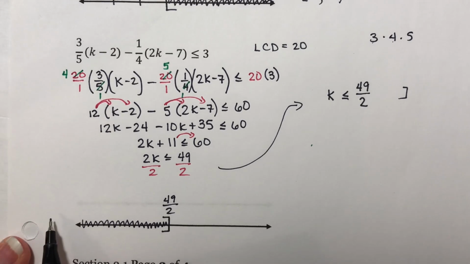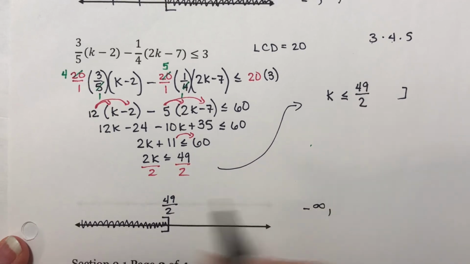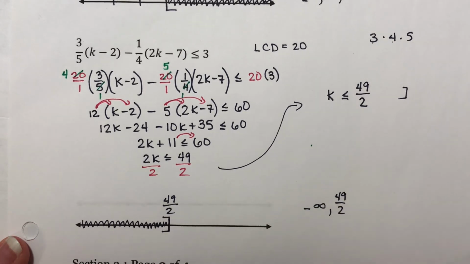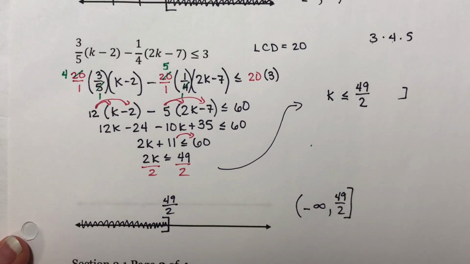In interval notation, it starts off at negative infinity, and it goes up to 49 halves. Infinities always get parentheses. We used a bracket here, so we use a bracket here. And that would be our answer.